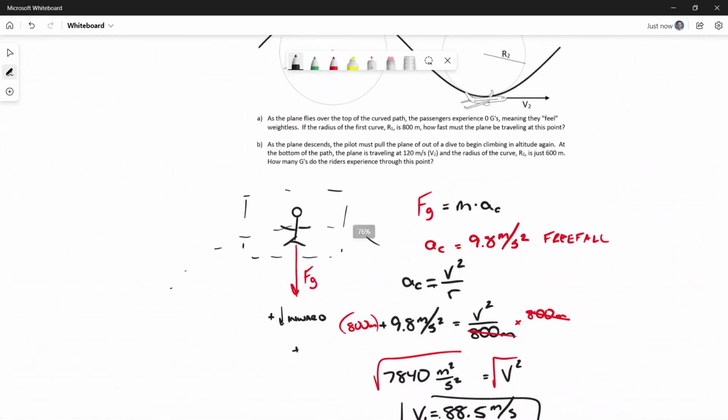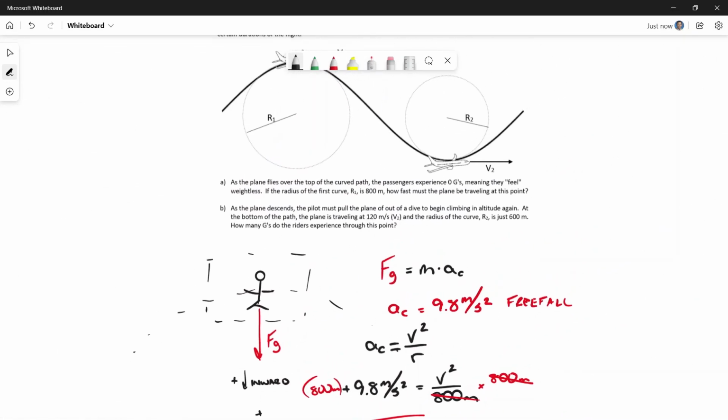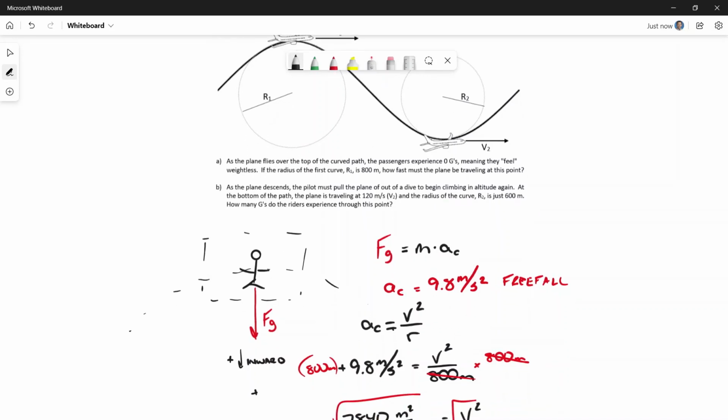So we now know how fast that plane is going through the top of that arc in order to feel weightless. Now what happens at the bottom? As this plane comes down and changes direction and starts climbing again, we pass through the bottom of this second circle with a new radius, r2. We now know this plane is traveling faster, right? It's been gaining velocity in free fall, so it's going faster than 88 meters per second.